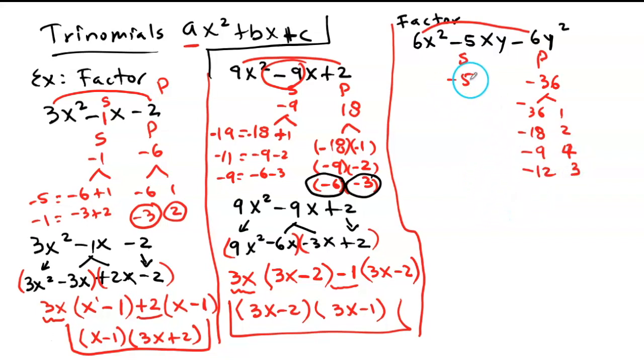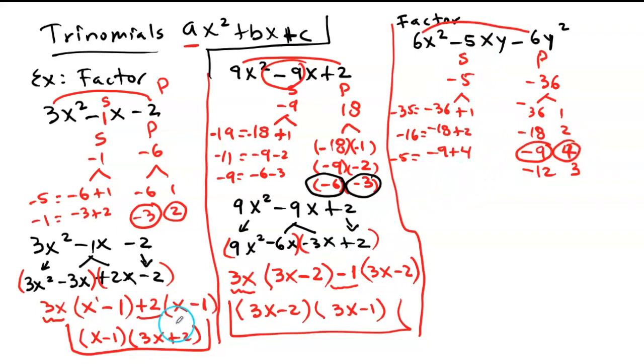Let's bring them over here. Negative 36 and 1 is going to give me negative 35, which is no. I'm looking for negative 5. Negative 18 and 2 is going to give me negative 16. Nope. Negative 9 and 4 is going to give me negative 5. I don't need to check the last one. I got my negative 5. Amazing. So my numbers are negative 9 and 4.